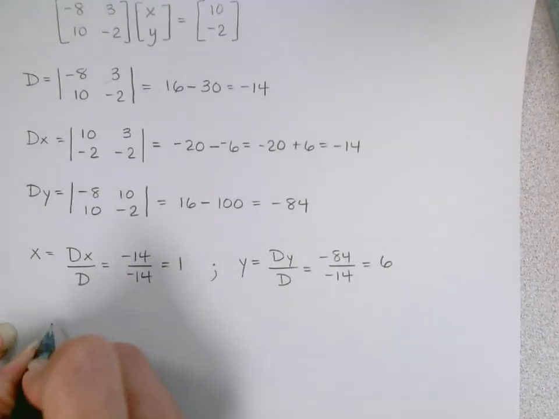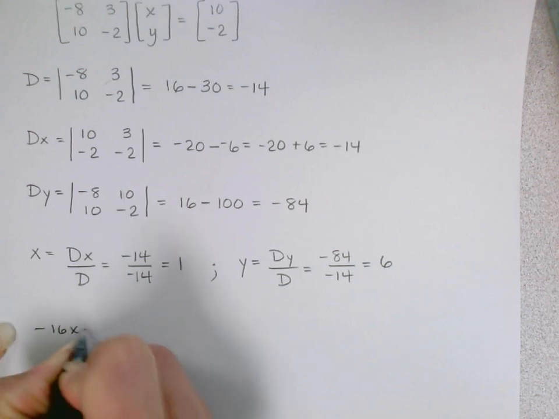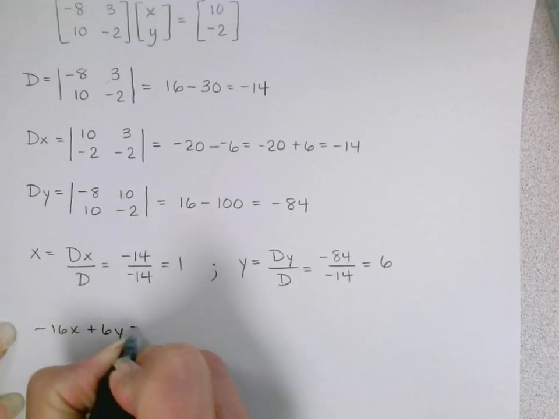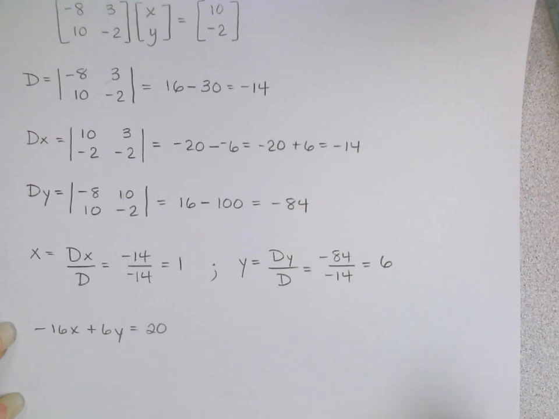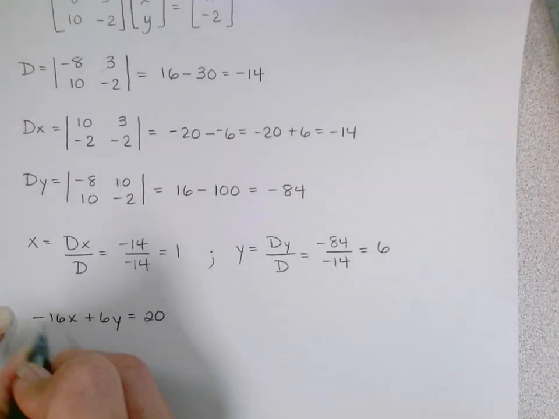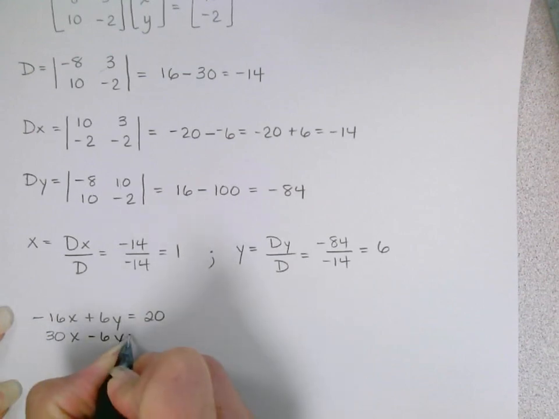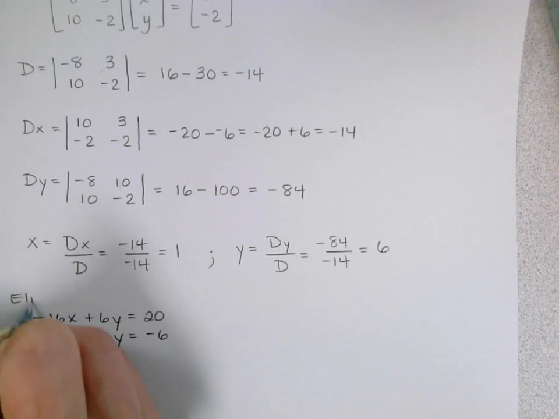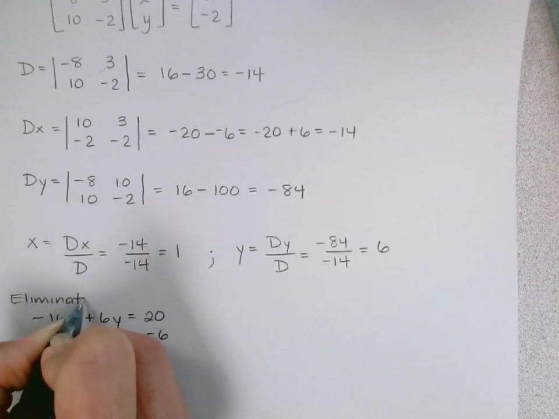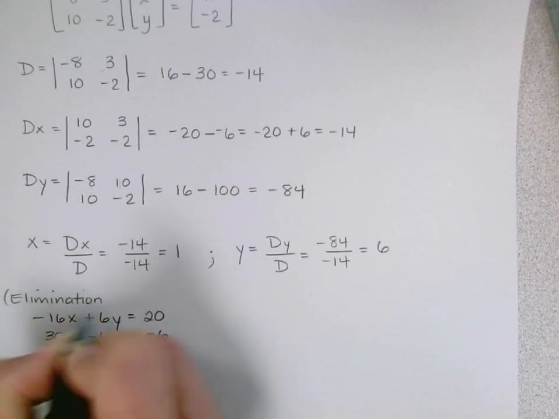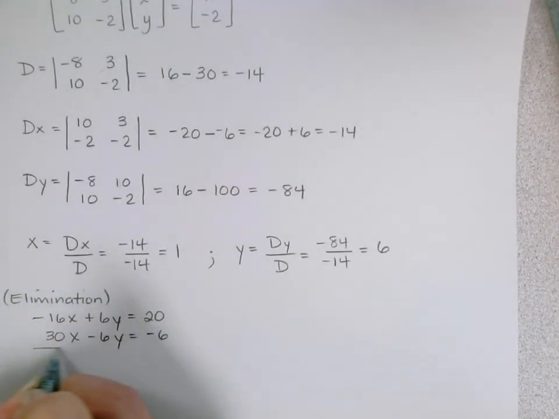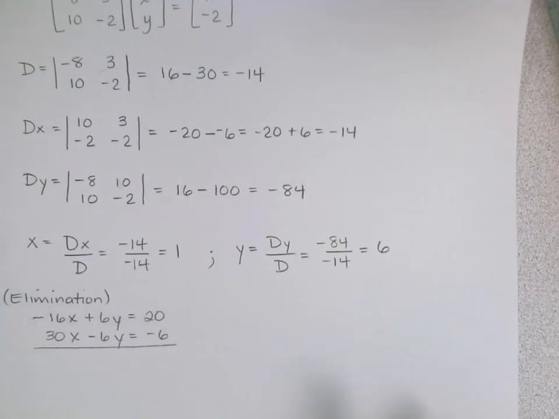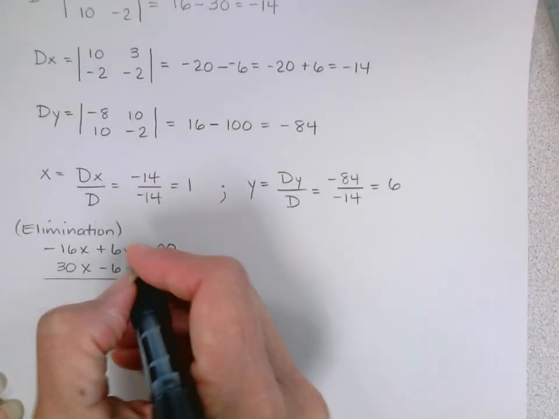If I multiply the top by 2, I'm going to end up with negative 16x plus 6y equals 20. If I multiply the bottom part by 3, I'm going to get 30x minus 6y equals negative 6. Again, what I'm doing is trying out the elimination method, just to show that Cramer's is just another additional method to solving systems.